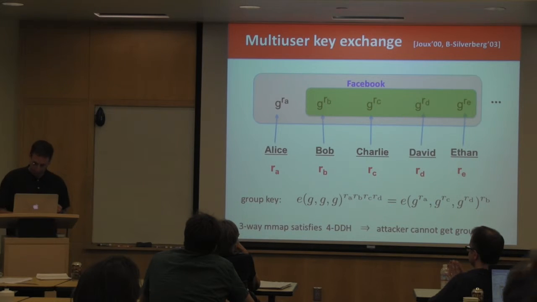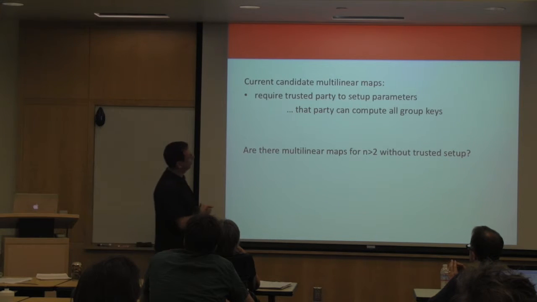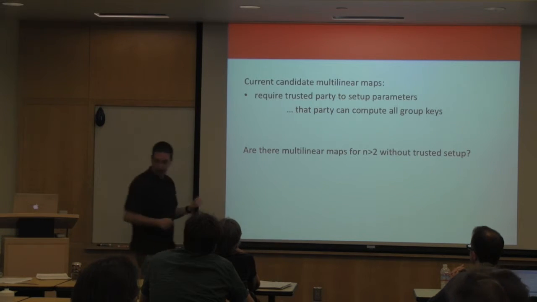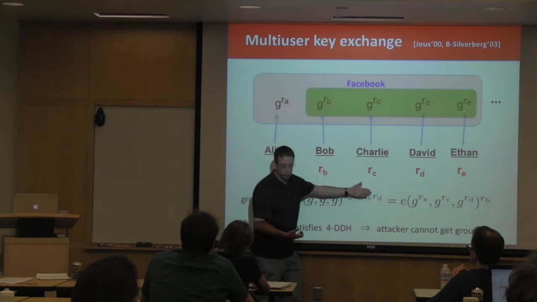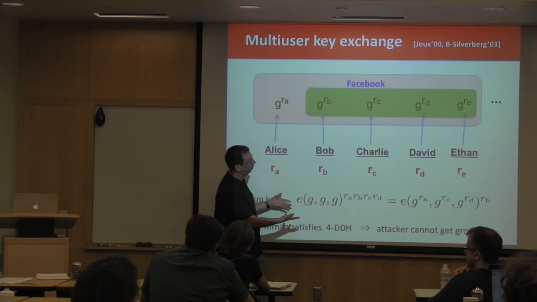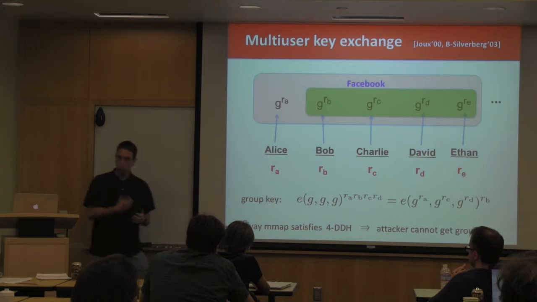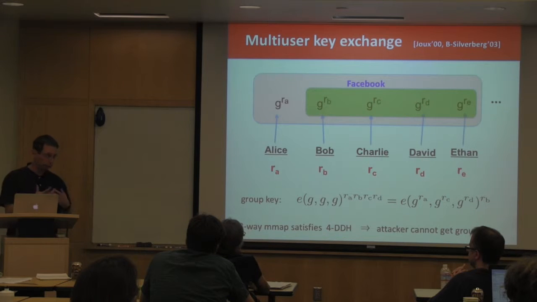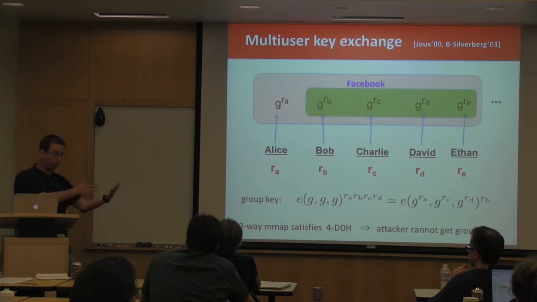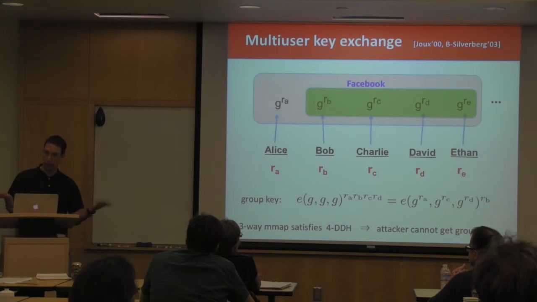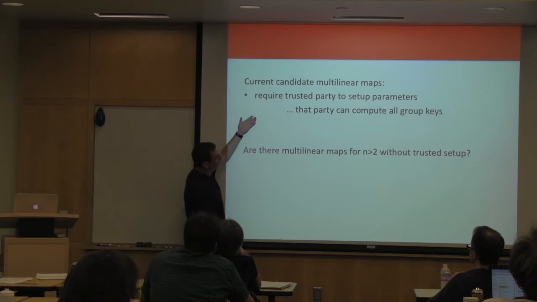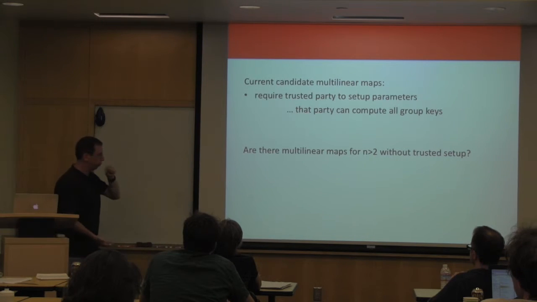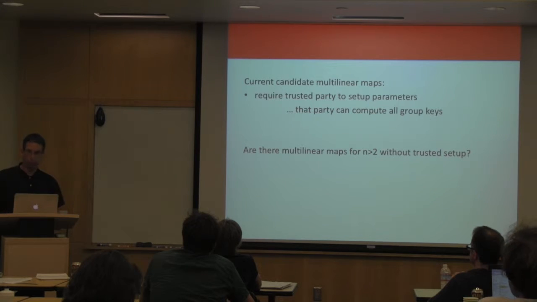No? Okay, cool. As I said, the current candidate for multilinear maps requires a trusted setup. And the fact that it requires a trusted setup means that whoever set up this multilinear map can actually figure out the key for himself. In fact, he can figure out the key for any group of users. So you wouldn't really call this a trusted key exchange mechanism if there's some other party out there that can figure out every group's secret keys. So that's the problem with the trusted setup. And so the first challenge is, can we have multilinear maps without a trusted setup for n bigger than 2? So that's challenge number 1 for you.